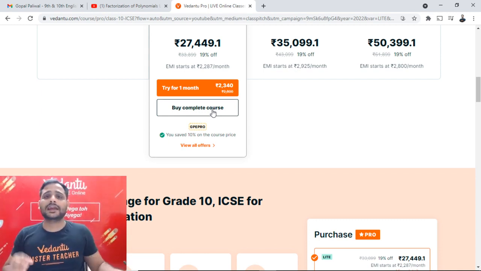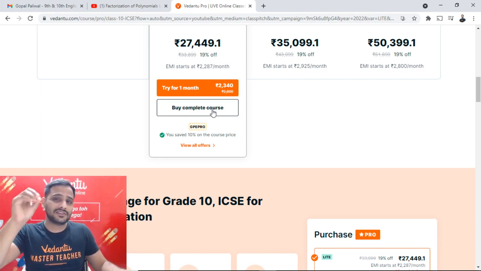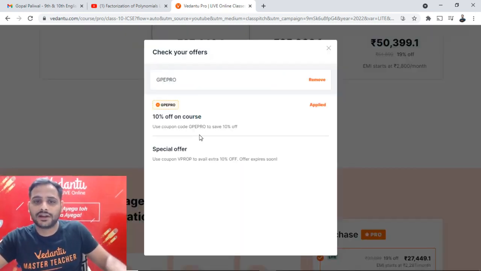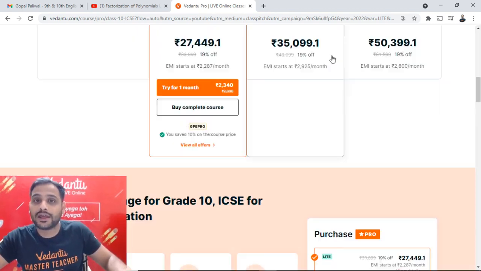Now when you buy the complete course guys, at that time you will get your Vedantu improvement promise, improvement guarantee. All right, but one more thing, please don't forget that here you can apply GPE Pro as well.